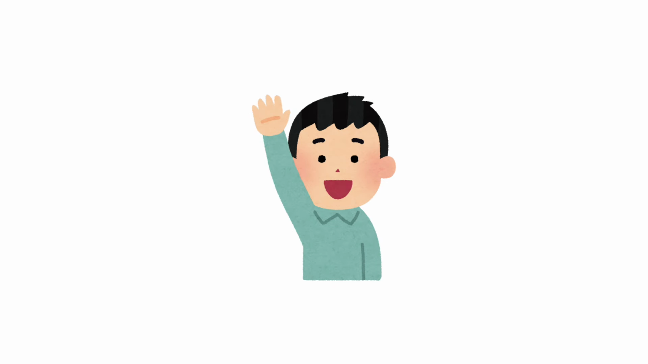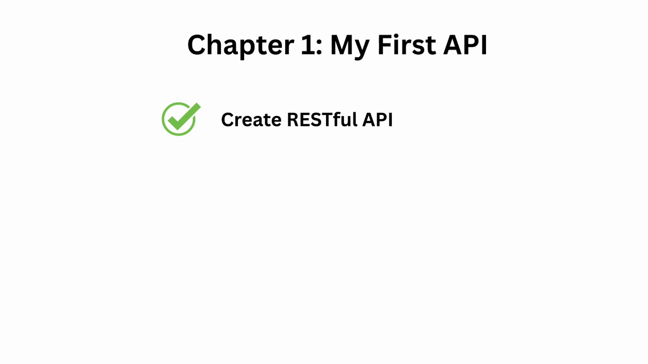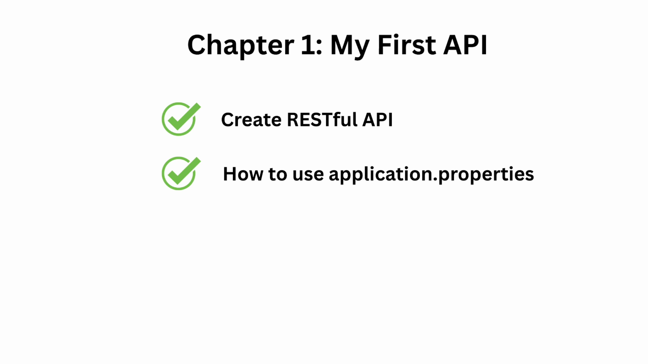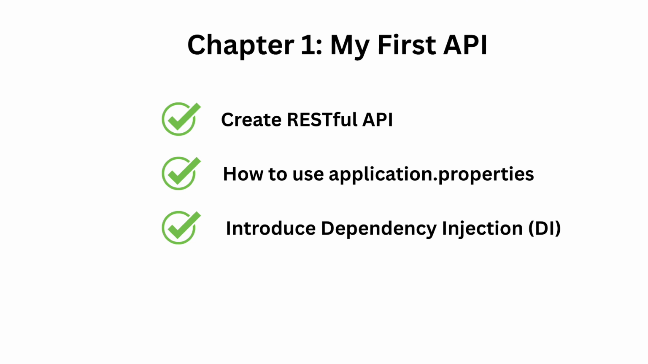And that wraps up the first chapter. With the help of GitHub Copilot, we got a lot done with less friction. We created a simple RESTful API with a user endpoint. We looked at how to use application properties for clean and flexible configuration. We introduced dependency injection, one of the core principles of Spring. And we implemented basic error handling to make our API more robust. This is but a small piece of the puzzle. We have a long journey ahead.